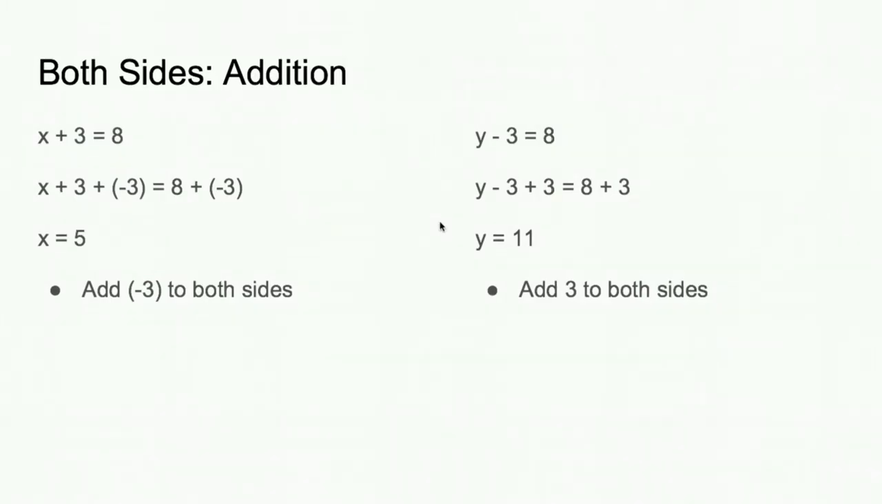For the second example, we have the equation y minus 3 equals 8. And again, our goal is to isolate this variable, y. In order to do so, I'm going to perform the operation of adding 3 to both sides of this equation. So I end up with y minus 3 plus 3 equals 8 plus 3. On the left-hand side, minus 3 plus 3 goes to 0, so I'm left with y. On the right-hand side, I have 8 plus 3, which gives me 11. And the operation here was that I added 3 to both sides.